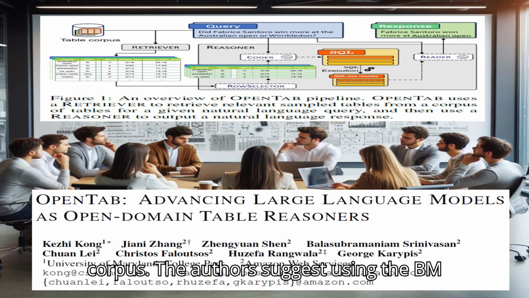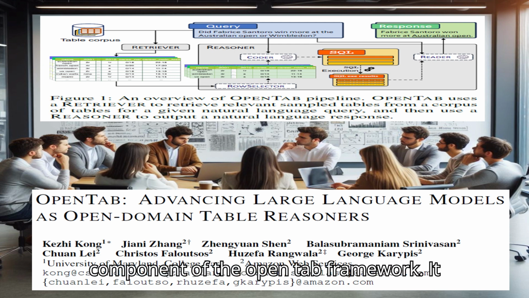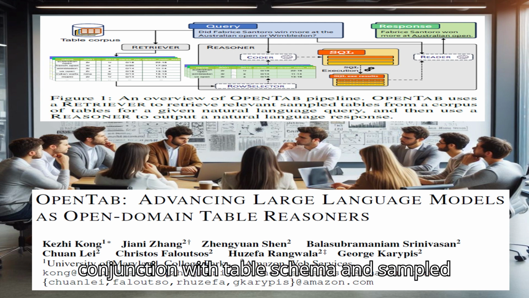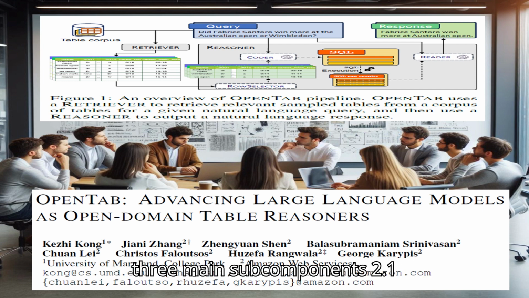The authors suggest using the BM25 algorithm for this task, citing its scalability and effectiveness. The BM25 algorithm is a probabilistic-based ranking function commonly used in information retrieval systems to rank documents. 2. Table Reasoner. The table reasoner is the second component of the OPENTAB framework. It processes natural language queries in conjunction with table schema and sampled rows. The table reasoner is composed of three main subcomponents.